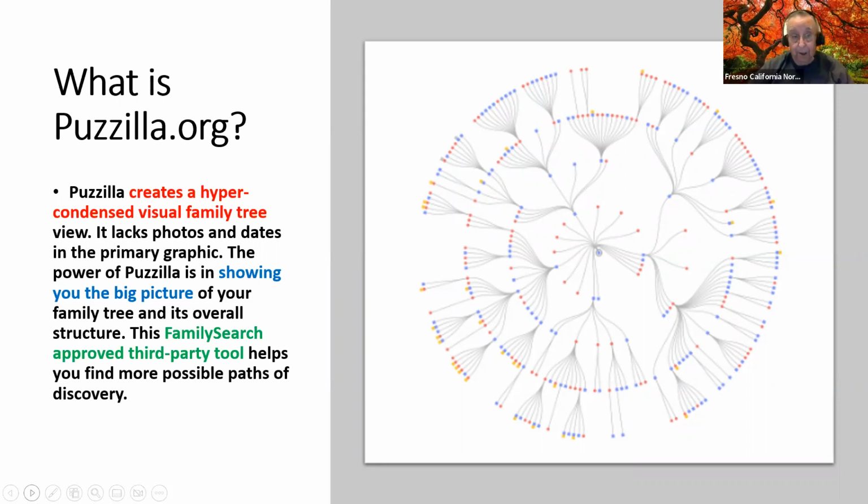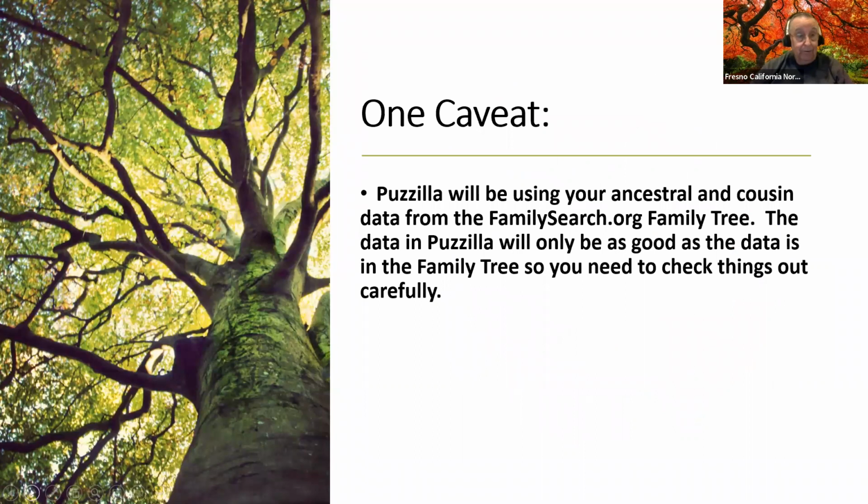It's an approved third-party tool that FamilySearch has authorized, and it works with our FamilySearch data. So knowing that, we've got to realize that when we're working in this, Puzzilla's gone out and harvested our tree out of FamilySearch. And so if your tree has a lot of garbage in it, then it's going to be garbage in, garbage out. So it's really important that you try to see that your tree is as accurate as it can be, because it's going to be showing you what shows in FamilySearch. And if that's not accurate, you're going to have a problem.